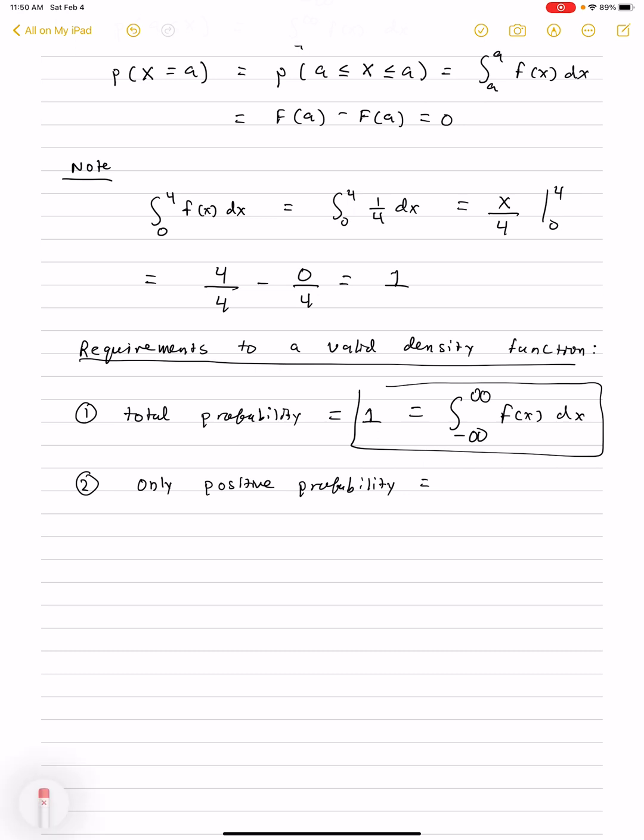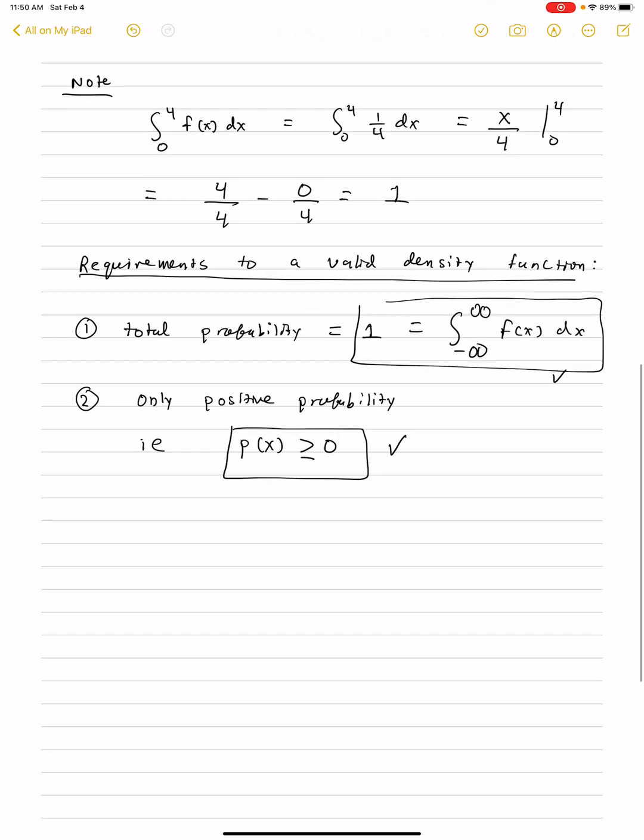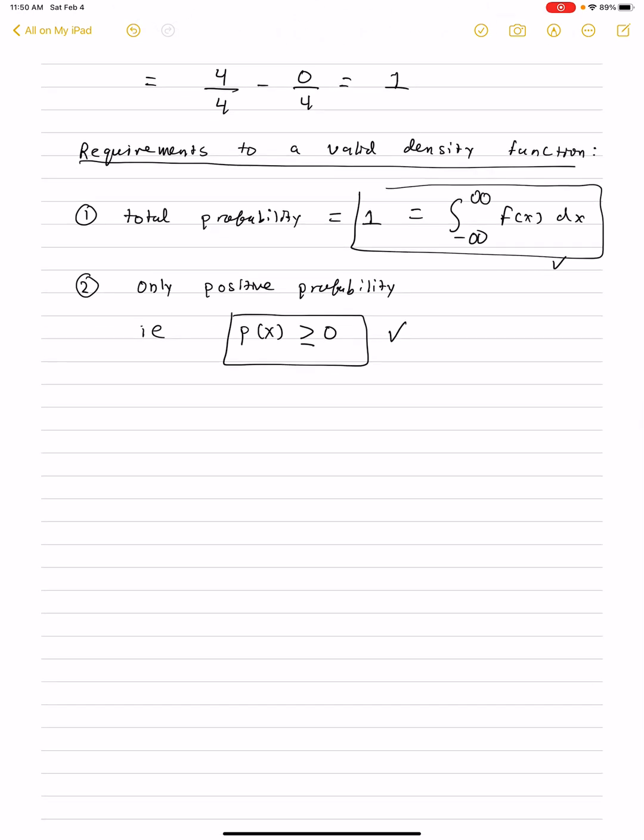And this is equivalent to the following, i.e. p of x is greater than or equal to 0. So this requirement and this requirement are the two requirements you need to check if you're asked whether you have a valid probability density function. So let's just go through an example here.